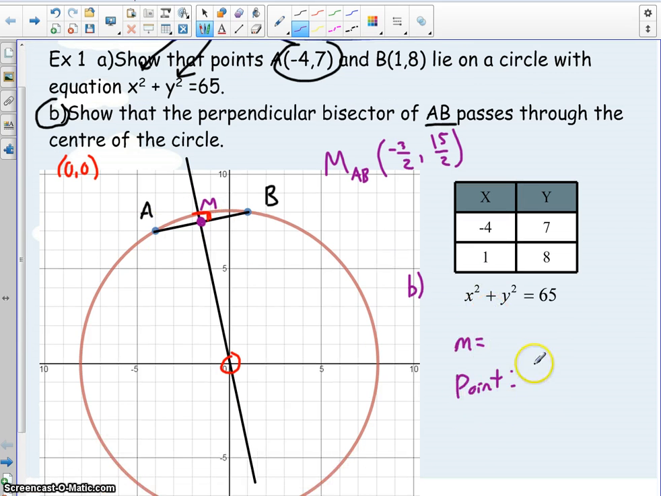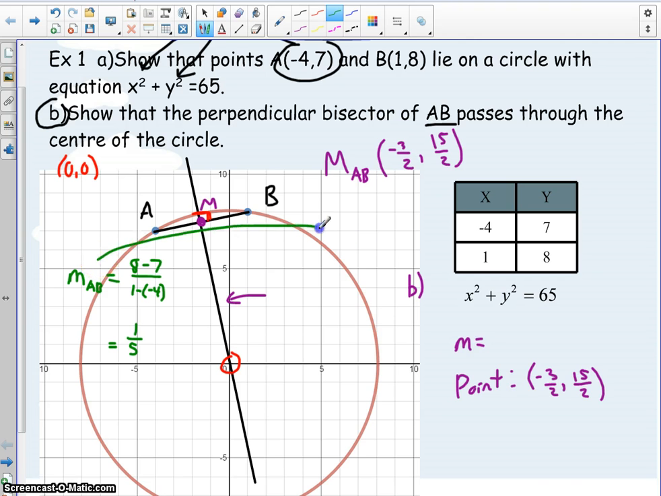Now, for my slope, I'm just going to write my point here: negative 3 over 2, 15 over 2. I don't have enough information on this right bisector to find a slope because I need 2 points. But what I do know is that since it's perpendicular to AB, if I can find the slope of AB, my right bisector will have a negative reciprocal for its slope. So the slope of AB, using the same 2 points, is y2 minus y1, 8 minus 7, over x2 minus x1, 1 minus negative 4. That's going to give me a slope of 1 over 5, which means the slope for my right bisector is the negative reciprocal of that, which is negative 5.